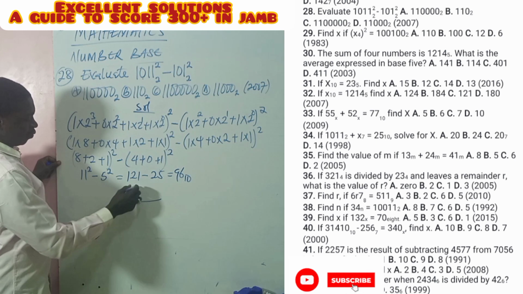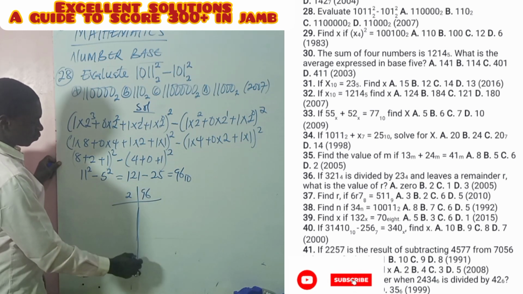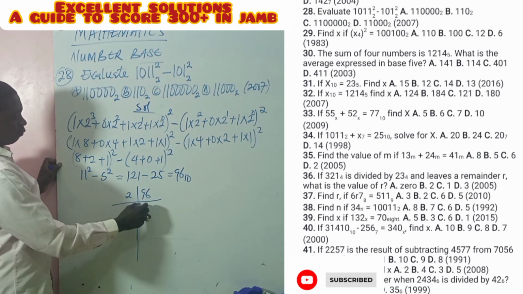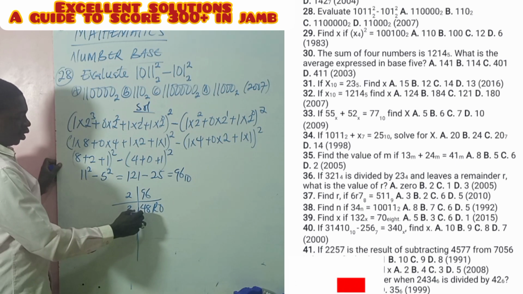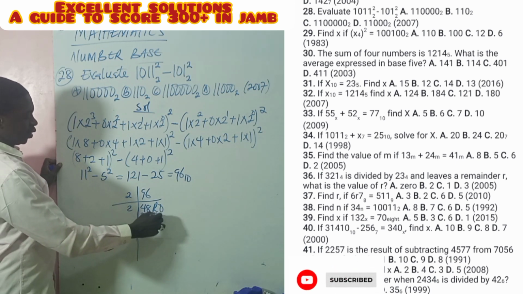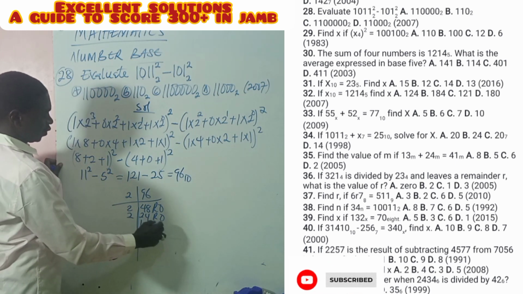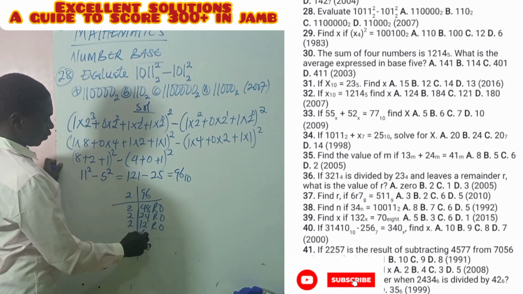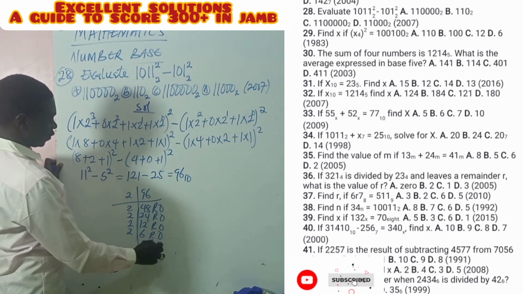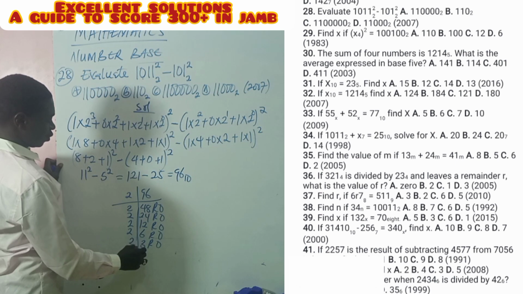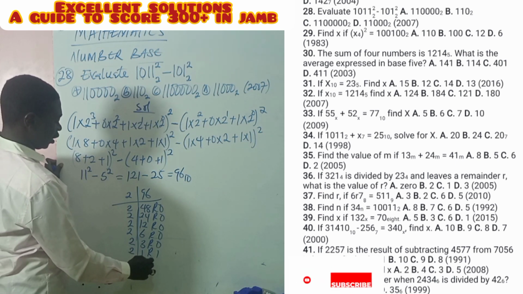So this is the same as having 96 divided by 2. 96 divided by 2 we have 48, remainder 0. 48 divided by 2 we have 24, remainder 0. 24 divided by 2 we have 12, remainder 0. 12 divided by 2 we have 6, remainder 0. 6 divided by 2 we have 3, remainder 0. 3 divided by 2 we have 1, remainder 1. 1 divided by 2 we have 0, remainder 1.